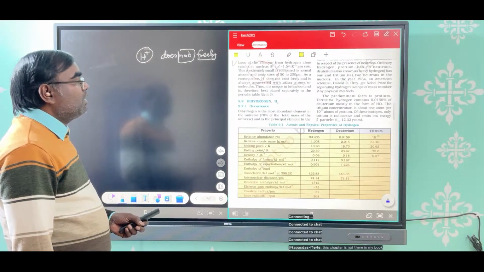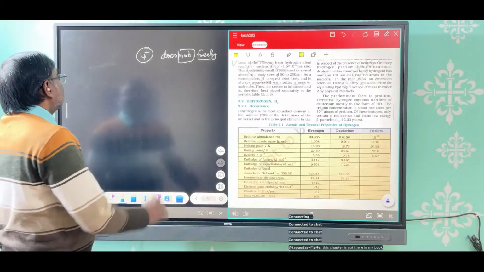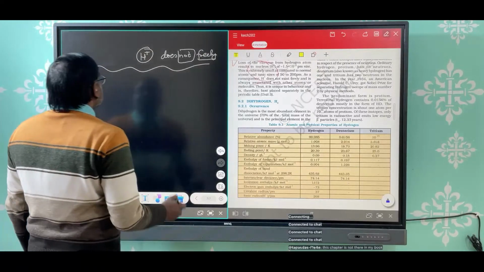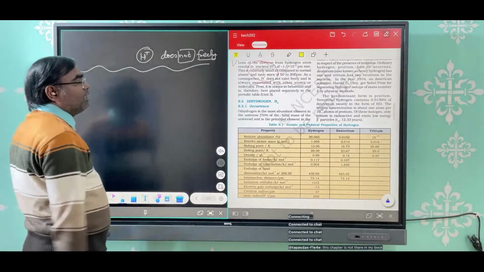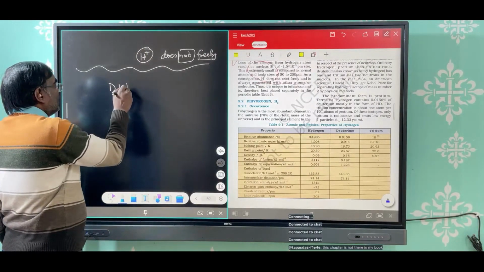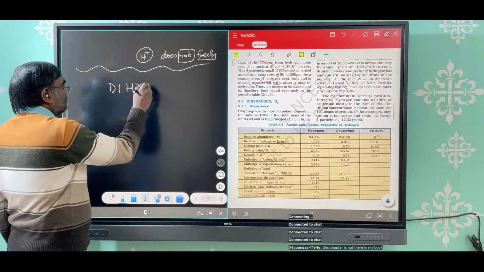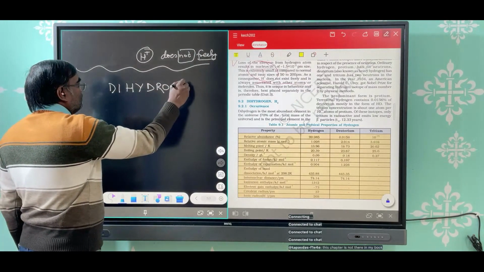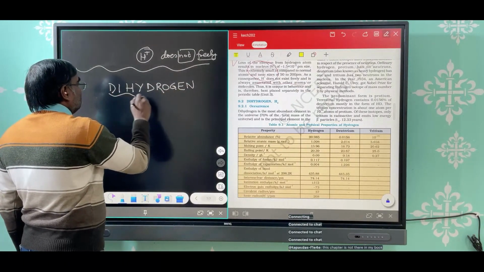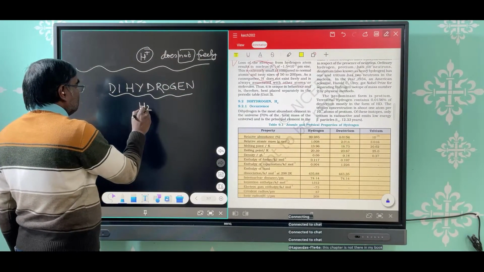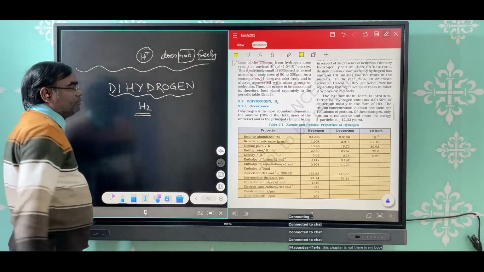So now the dihydrogen. It is not available freely. That means it is in the molecule form. Dihydrogen, that is H2.